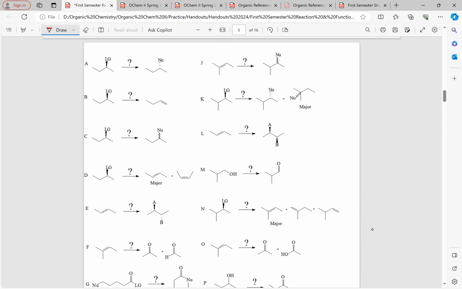All right, here's the key. I need you to be able to look at these reactions or look at any reaction and make a pretty good educated guess. This is what's happening, and this is what I would use.